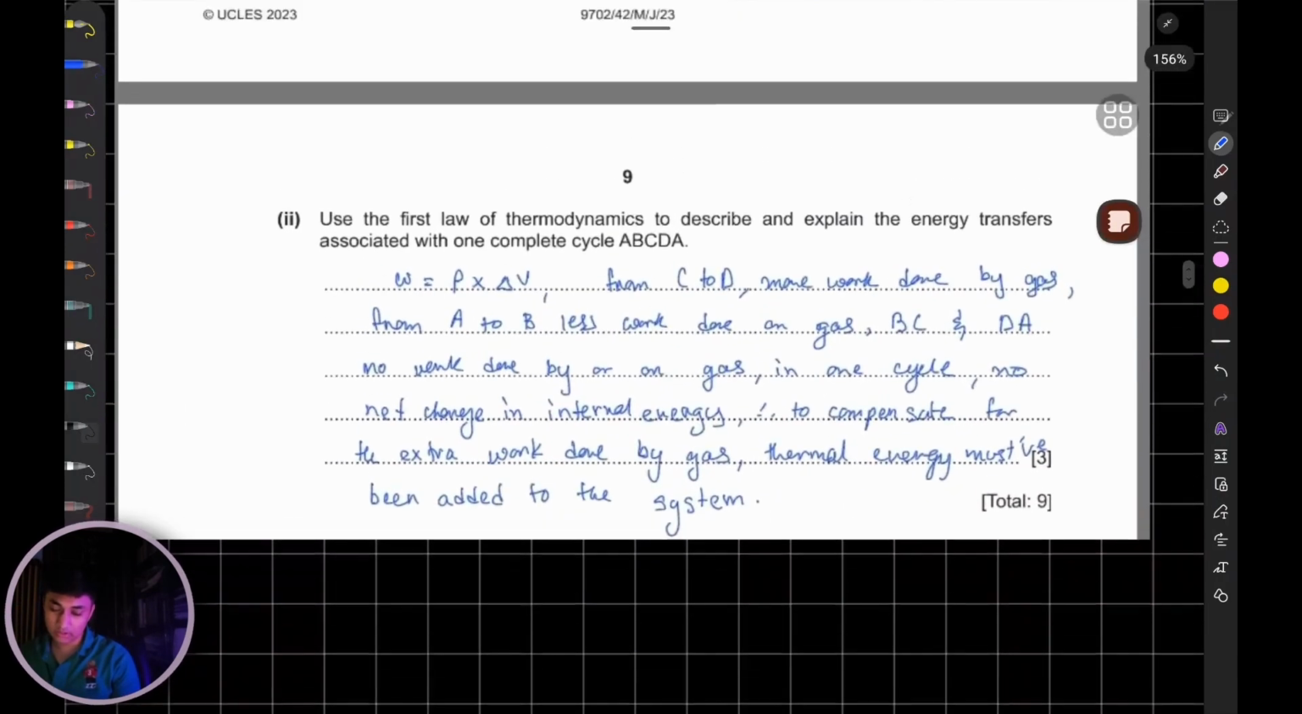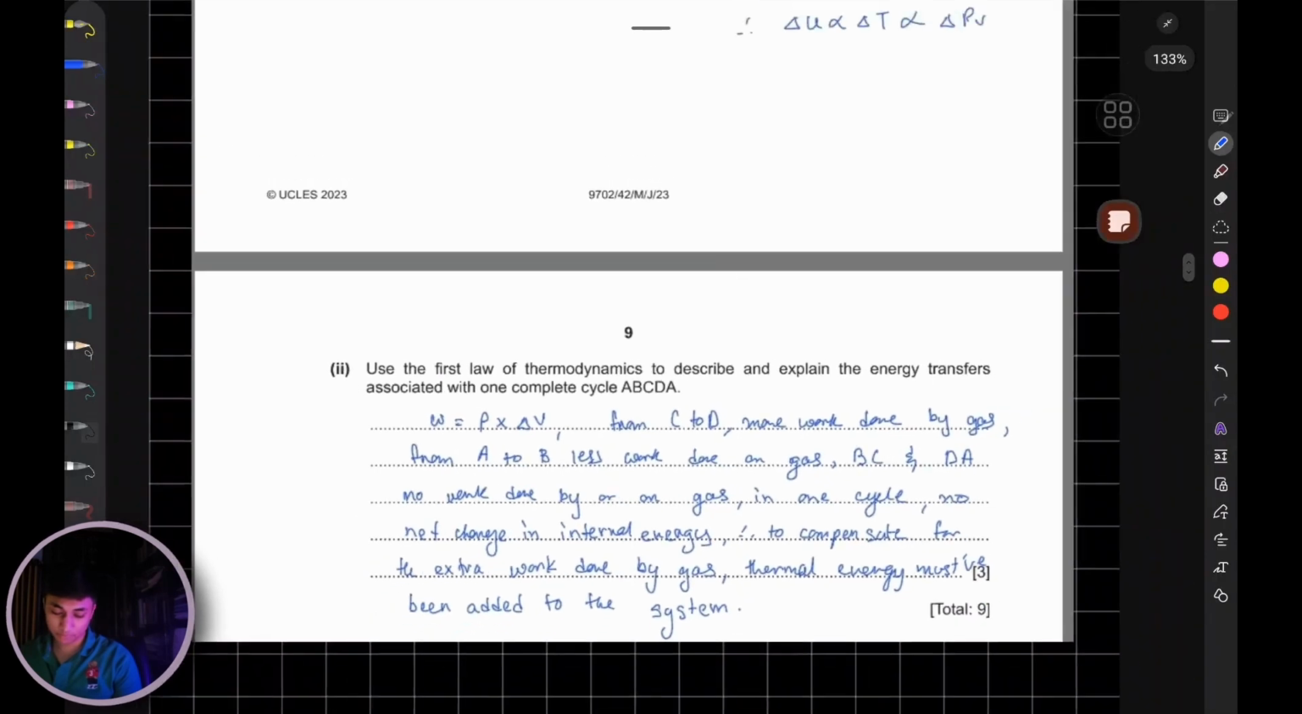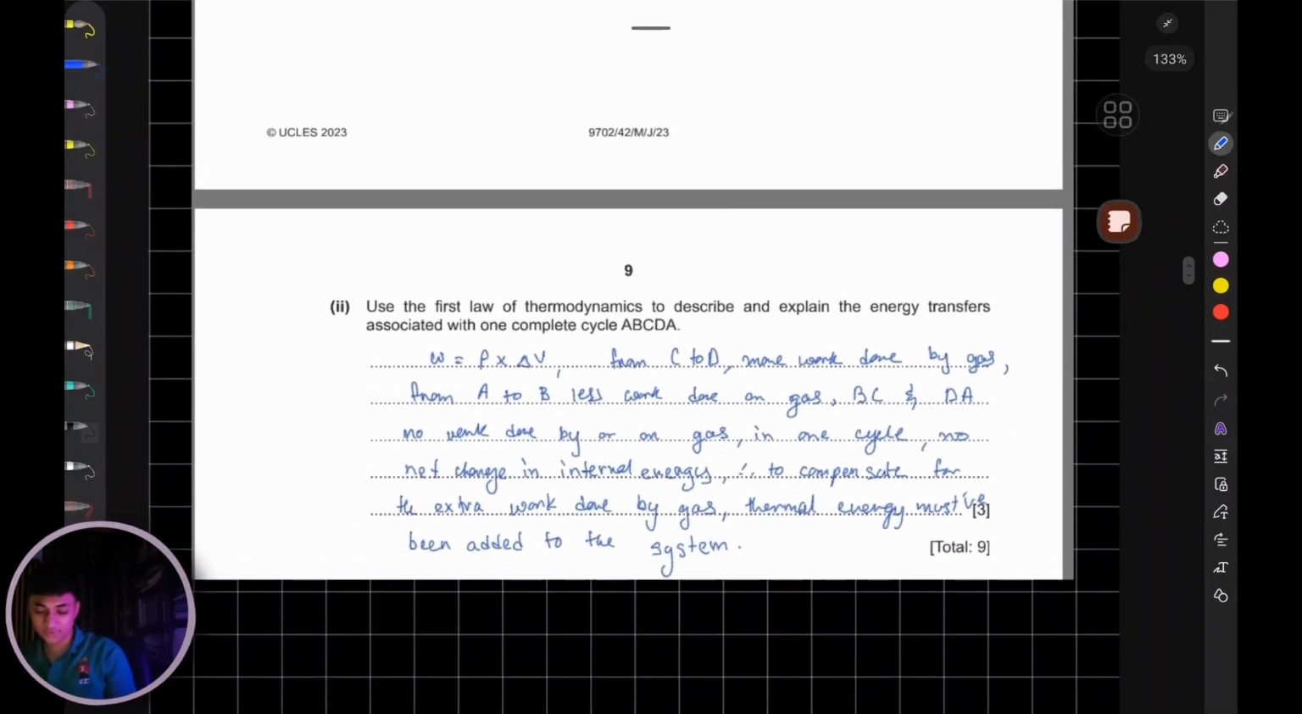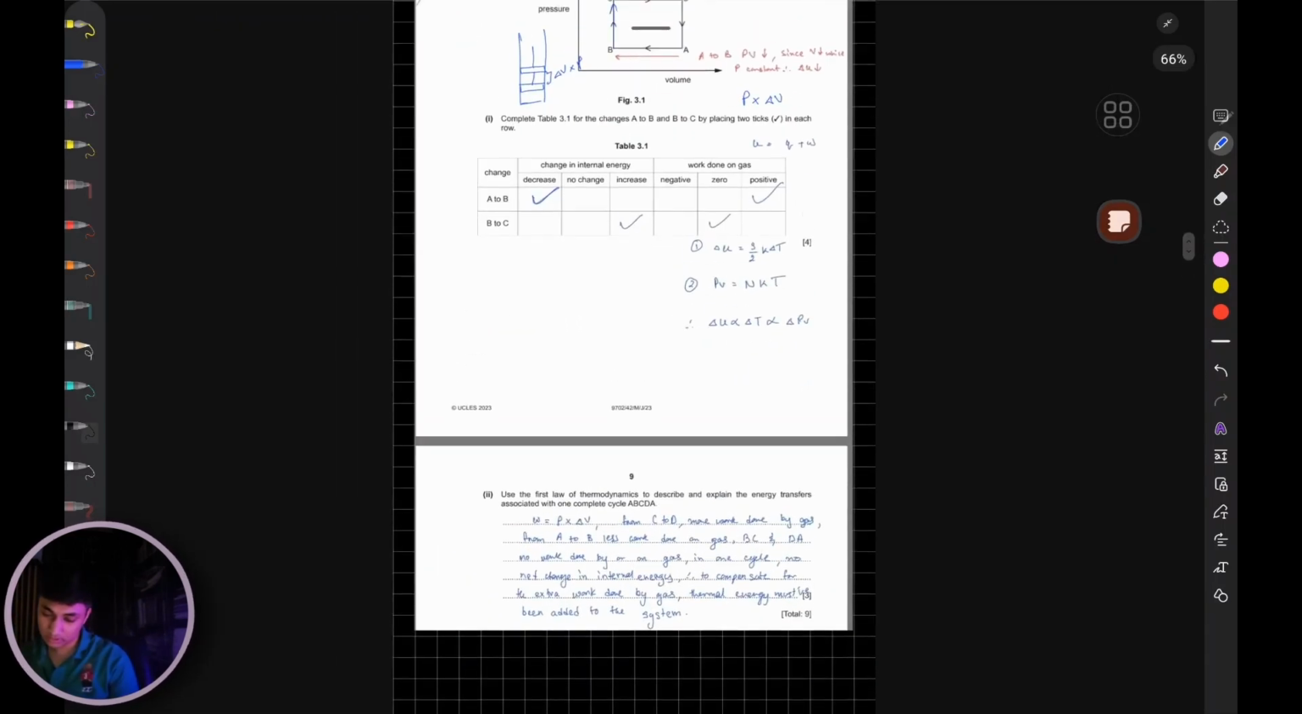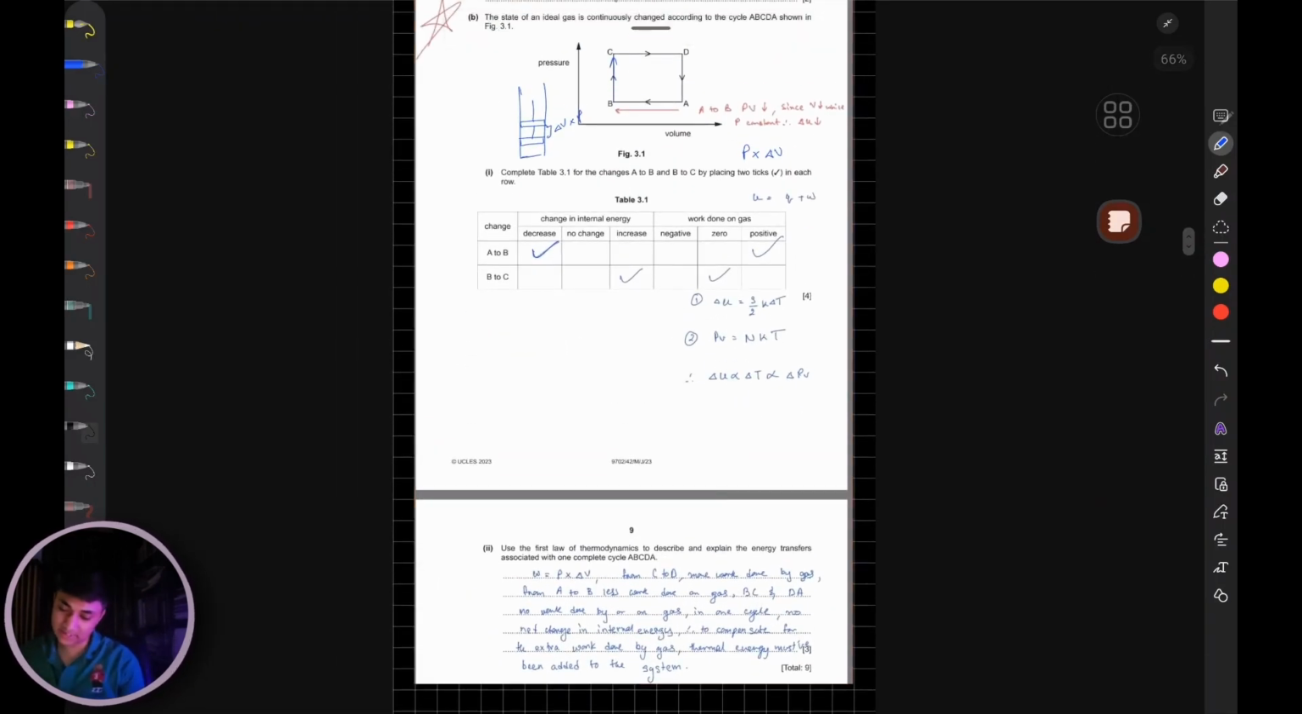Okay. Now, for part 2, use the first law of thermodynamics to describe and explain the energy transfers associated with one complete cycle of ABCDA. Okay, so that is our graph ABCDA. So to answer it, we know the work done on a system is P times del V.